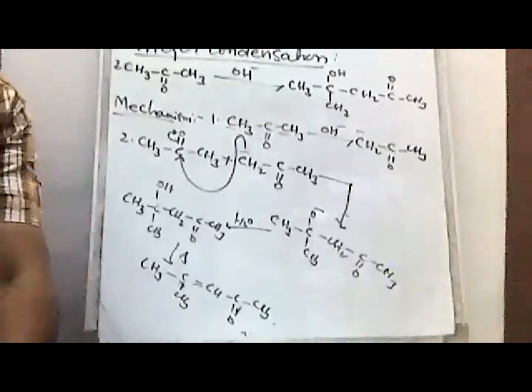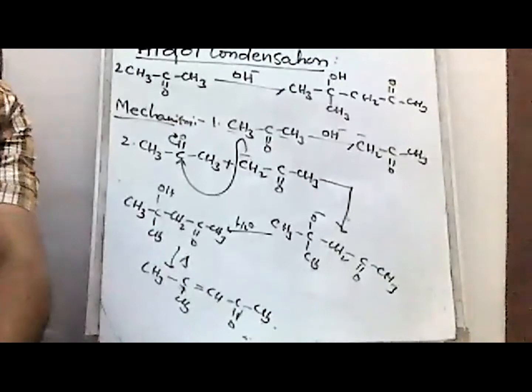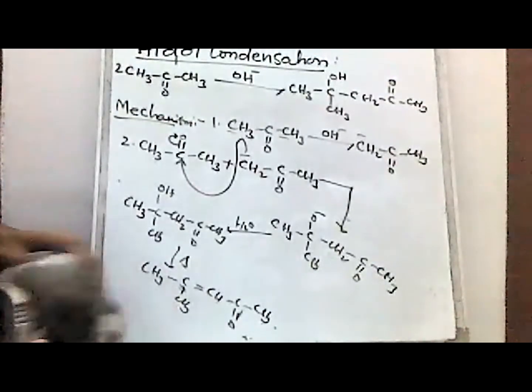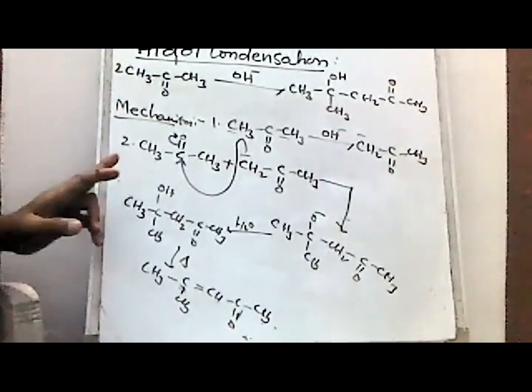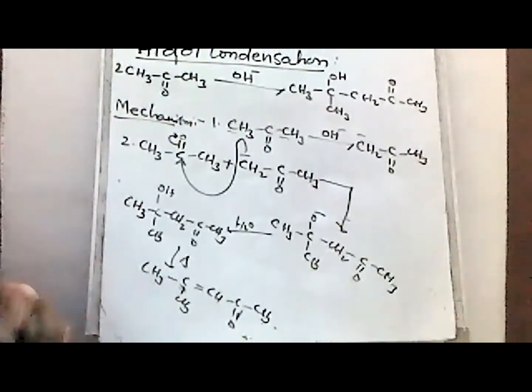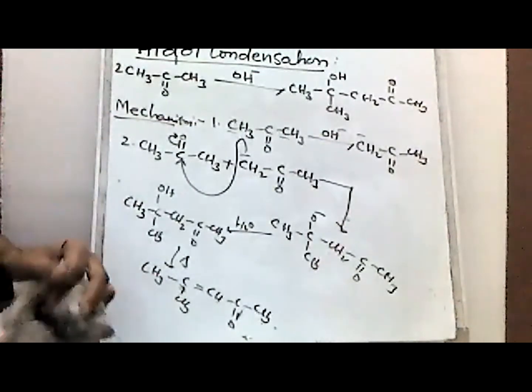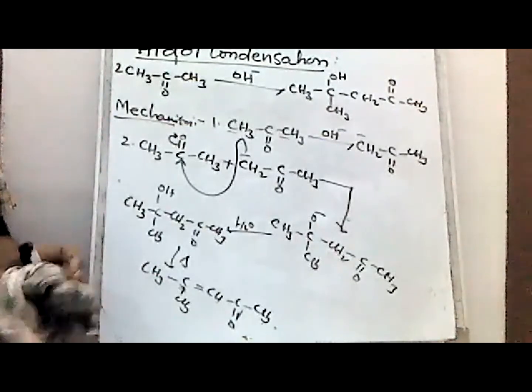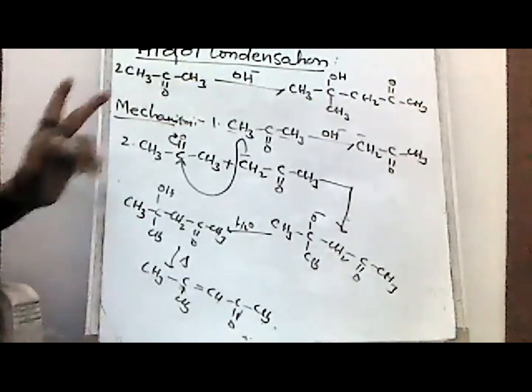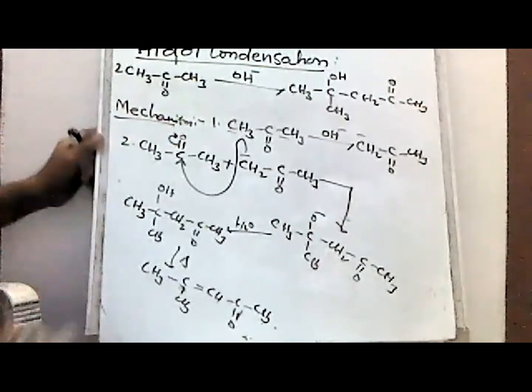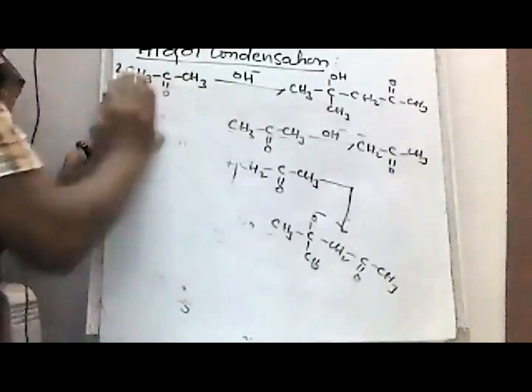What is aldol condensation? Aldol condensation is the condensation reaction between 2 aldehydes or ketones having alpha hydrogen in the presence of base to form beta hydroxy aldehydes or ketones. This reaction we call the aldol condensation. This is one of the important named reactions in organic chemistry.